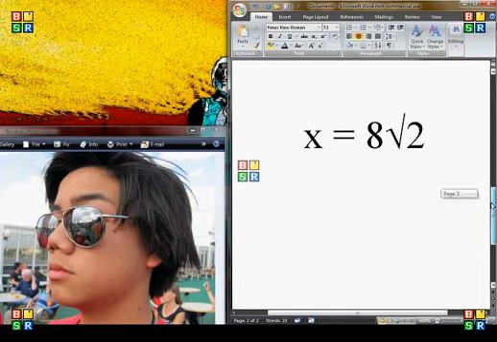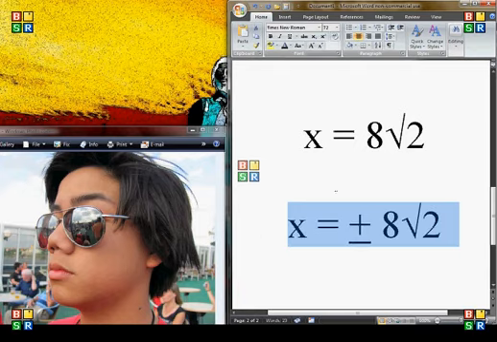But you have to remember that quadratic equations have two answers. So x is equal to positive 8 times the square root of 2, or negative 8 times the square root of 2. And that's pretty much what you have to remember.